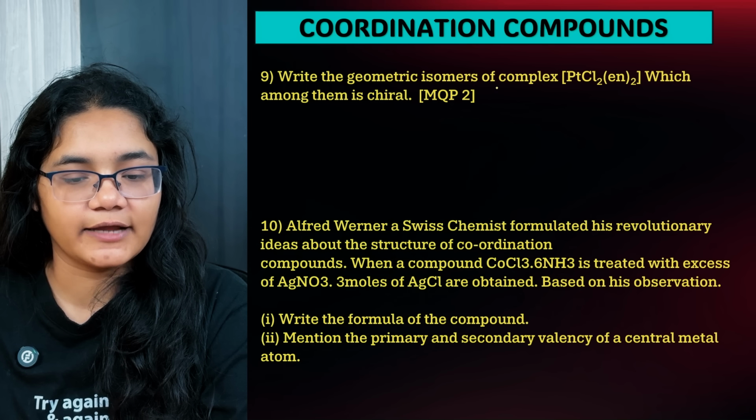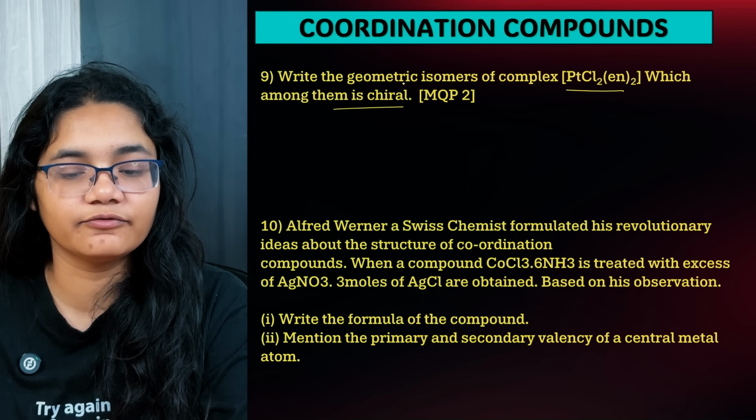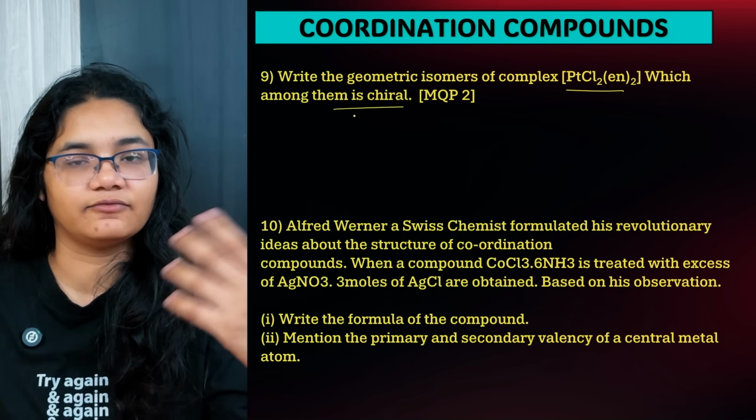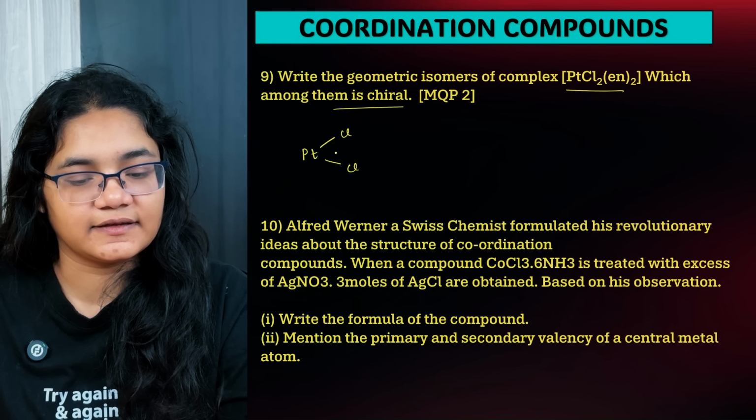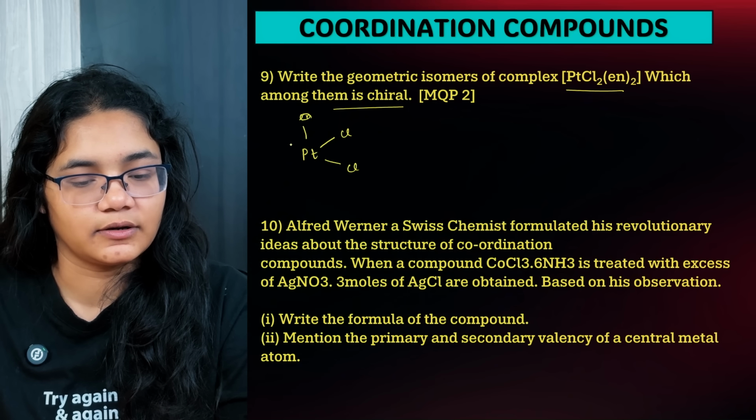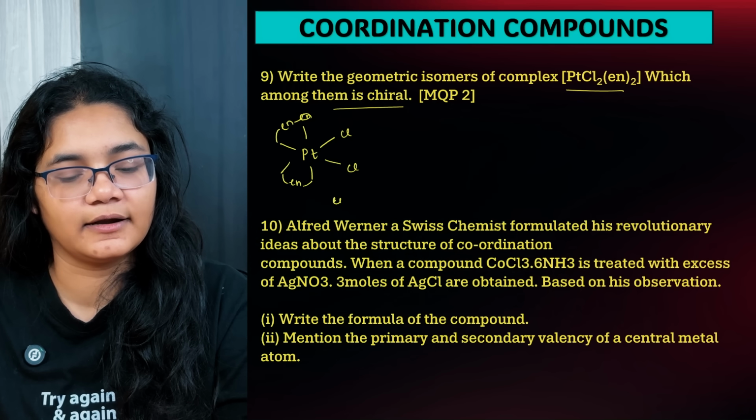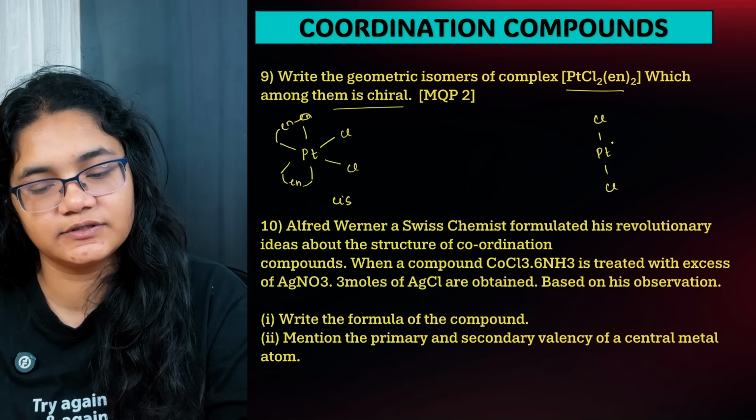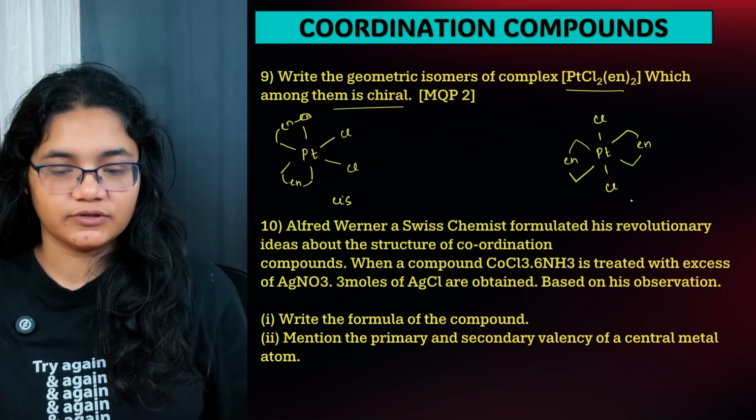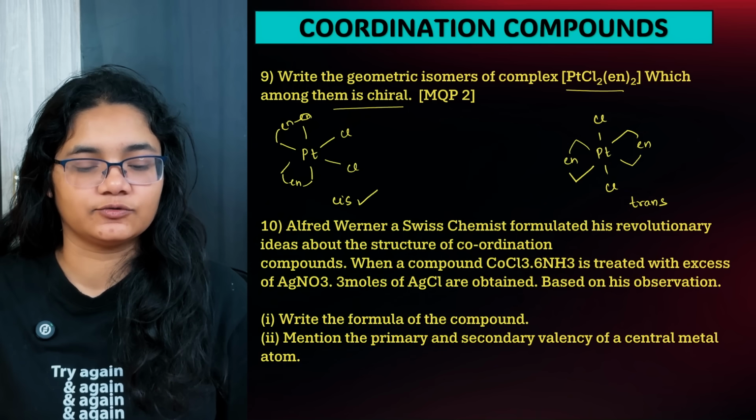Next, write the geometric isomers of the complex given like this, which among them is chiral. If you draw the geometrical isomers, you will have one cis and one trans. First of all, I can say cis one. Sorry, I'll draw like this. So this is the cis one. And the trans one will be like this, where I have Cl on the axial positions and en on the positions like this. So this is the trans position. You have drawn two geometries, and which among them is chiral? The cis one is chiral.